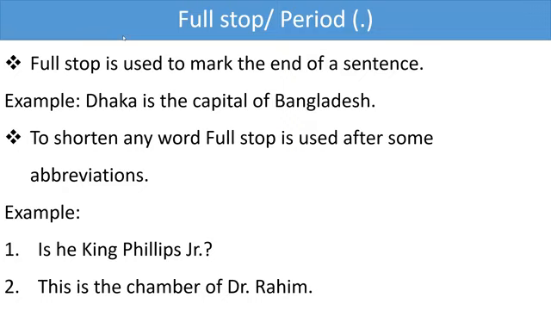Here, instead of writing the junior in full, we have only written JR and then put a full stop to make it abbreviated. And come to the next example. This is the chamber of Dr. Rahim. Here we also have written only DR for doctor. Instead of writing DOCTOR, we have written only DR.